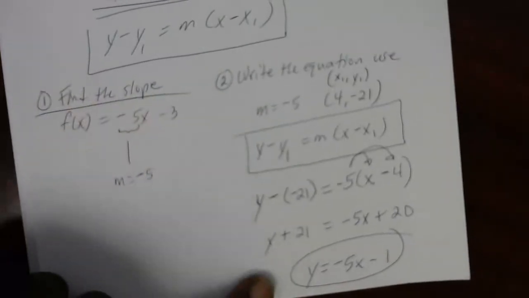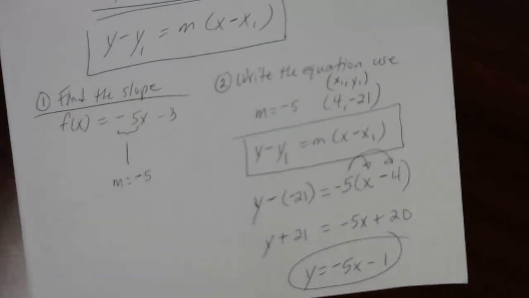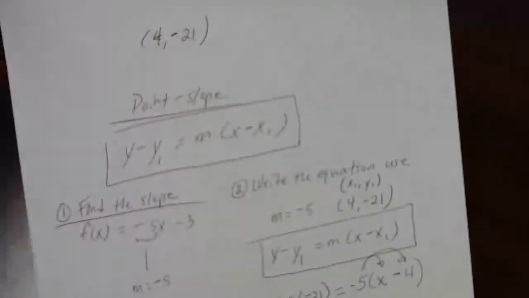So y is equal to -5x minus 1 is parallel to the equation -5x minus 3, and it passes through 4 comma -21.